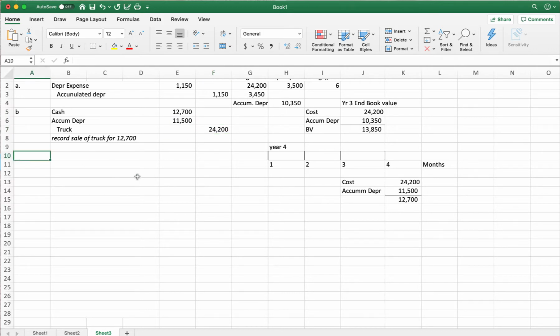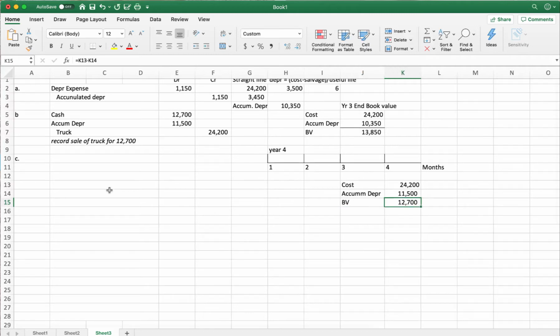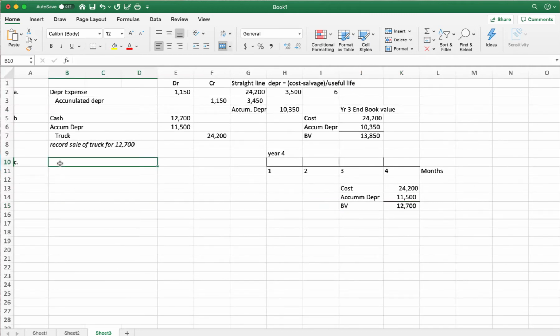Okay? Now, let's look at C. Now, the good news is, with C, here's where we're at. Meaning, we have our cost, we have our accumulated depreciation, we have the book value. Now, they tell us that, oh, we sold the truck, but this time we sold it for $15,000 cash. Okay, no problem. What am I getting? I'm getting $15,000 of cash.